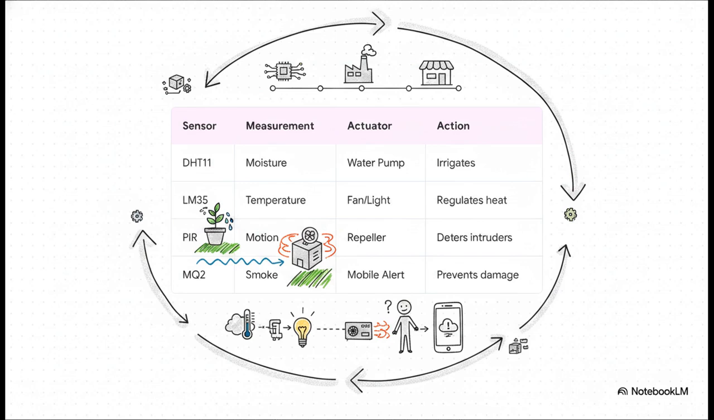The LM35 sensor monitors temperature. So if a grain warehouse gets too hot and risks crop damage, it automatically fires up a cooling fan. A PIR sensor detects infrared motion to trigger an ultrasonic repeller against intruders, and the MQ2 sensor detects smoke, instantly firing off a mobile cloud alert. So you have this closed-loop system reading physical conditions and instantly triggering precise mechanical responses with absolutely zero human intervention.